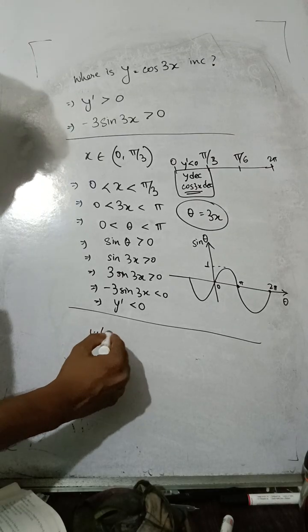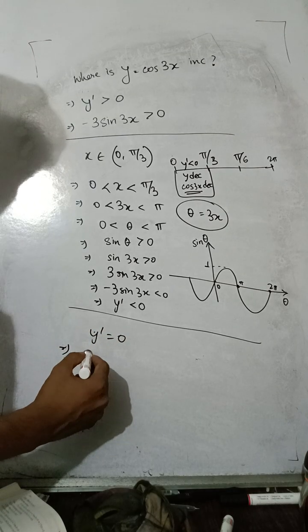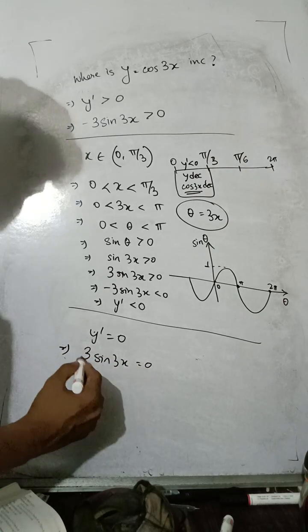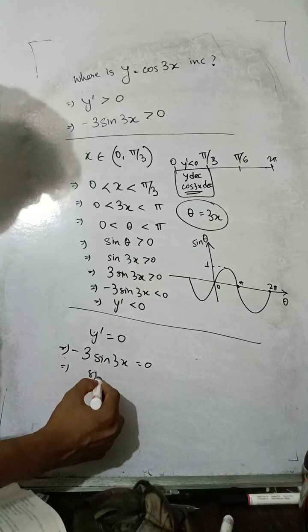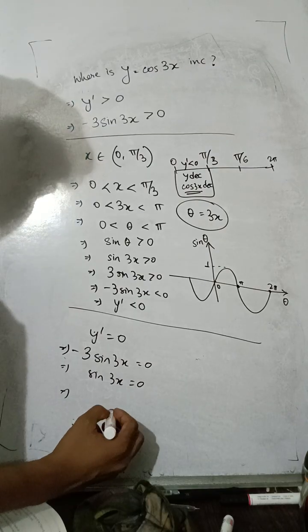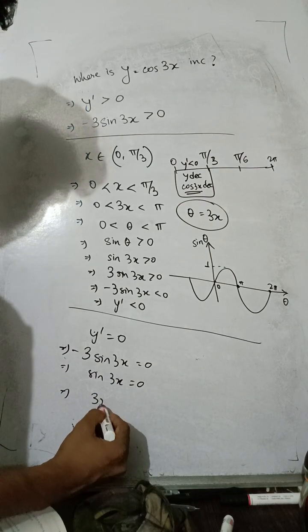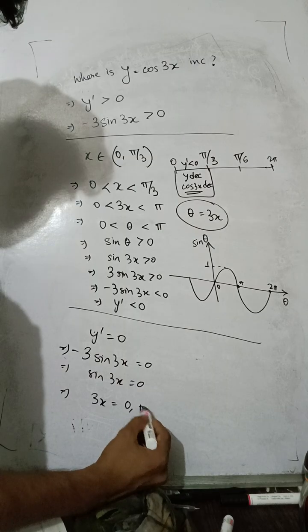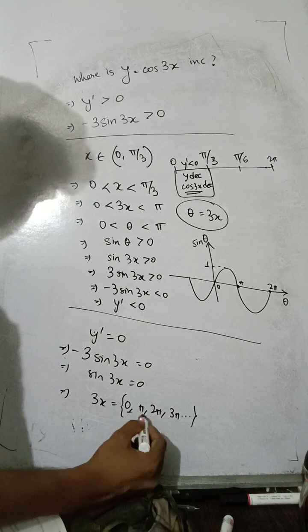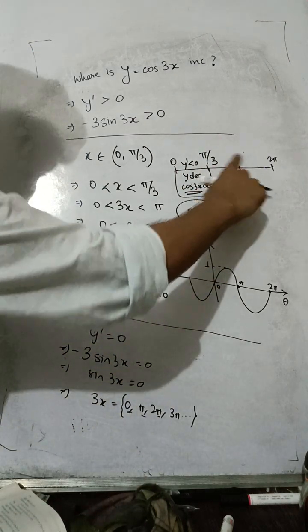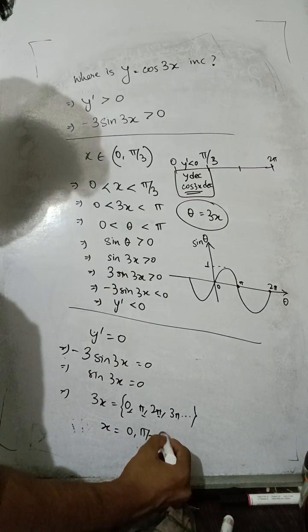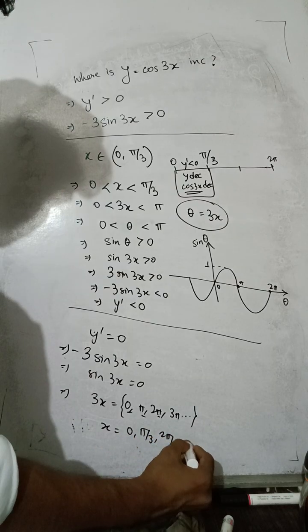What was y dash? Y dash was equal to 0. So it is minus 3 sine 3x equal to 0. This means sine 3x is 0. It means that 3x will be either 0 or pi or 2 pi or 3 pi and so on. So we will take these values. So x will be 0, pi by 3, 2 pi by 3, pi and so on.